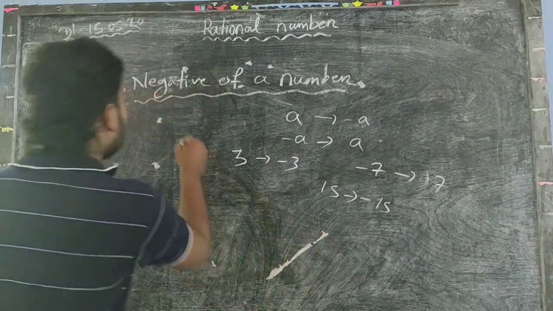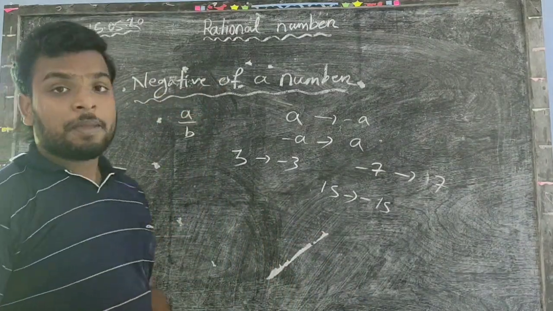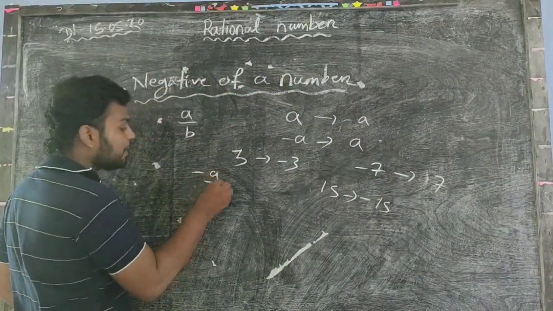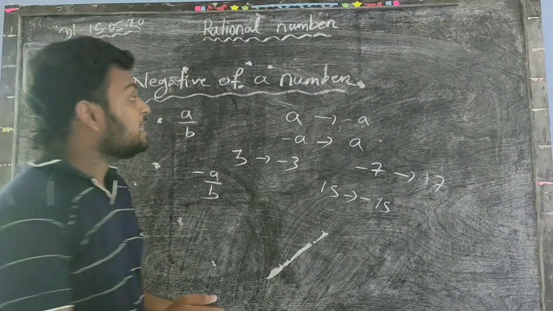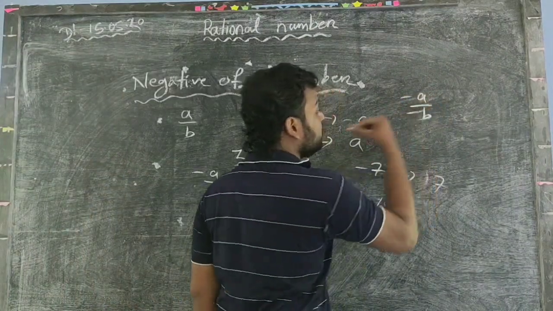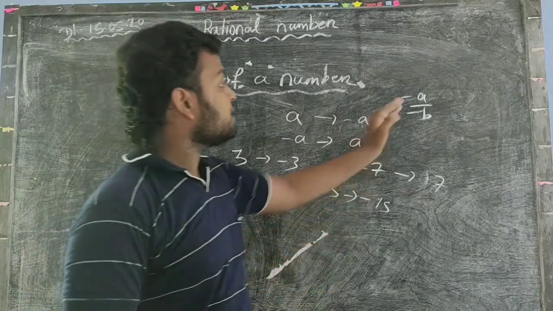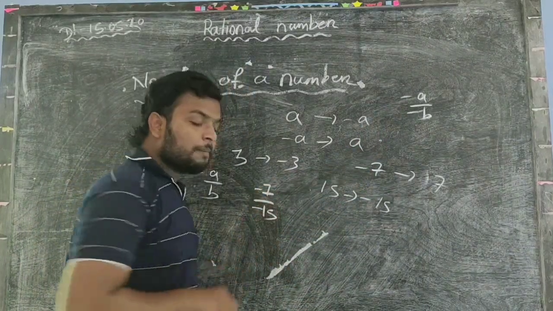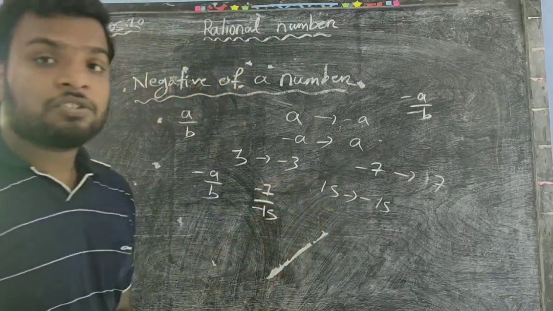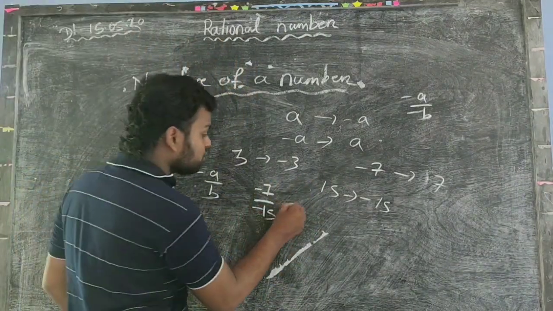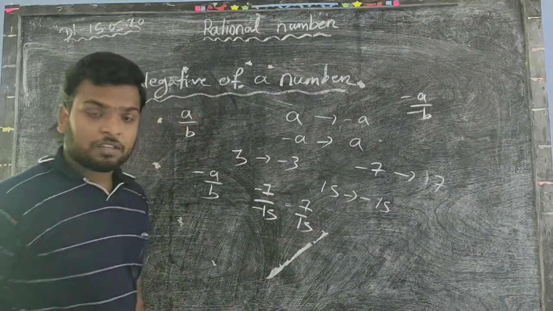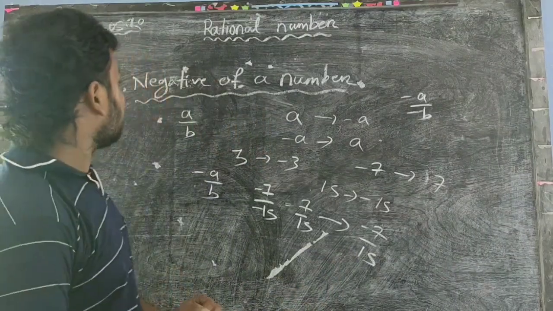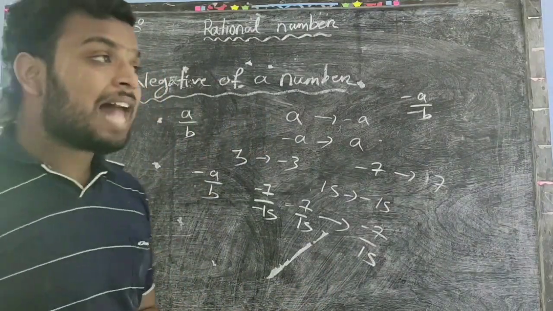If a number is a by b, that is in the form of p by q, a rational number, then its negative is minus a by b. If a number is minus a by minus b, for example minus 7 by minus 15, what is the negative of that number? You know that minus and minus cancel, so it is equal to 7 by 15. So the negative of 7 by 15 is equal to minus 7 by 15. This is known as the negative of a number or additive inverse.